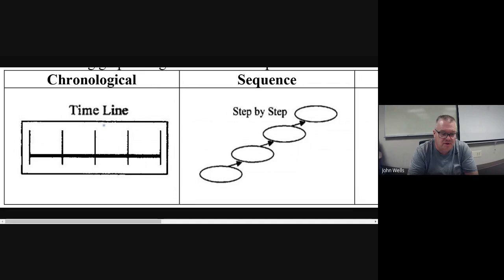First off is chronological. This is just a timeline of events. This happened, then this happened, then this happened, then this happened, right? And we look at them in a calendar fashion or a timeline fashion, okay? It's very similar to sequence, which we see here right next to it. Sequence is step by step by step. You do this first, then second, then third, then fourth, right? Chronological does the same thing, but by date or time. So what happened first, what happened second, what happened third. Sequence doesn't necessarily have to have that time element. It's just the order of things as they would happen.